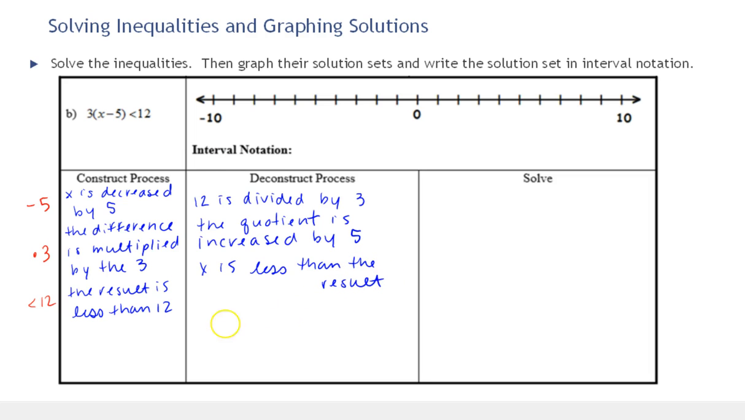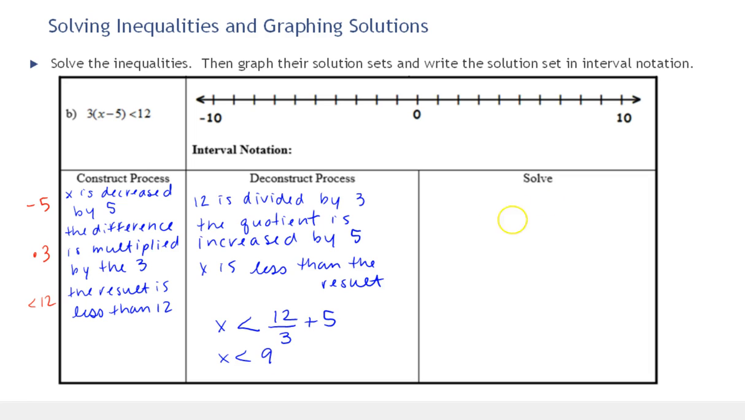Okay, now let's write this out. So I'm going to start a little bit to the right because I know I'm going to have to put x on the left-hand side at the end. So 12 is divided by 3. The quotient is increased by 5. And x is less than the result. Okay. Now if we compute this, we have x is less than, this is 4. 4 plus 5 is 9.